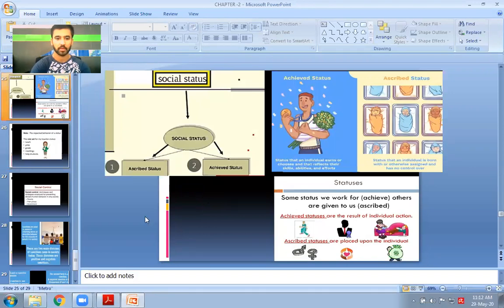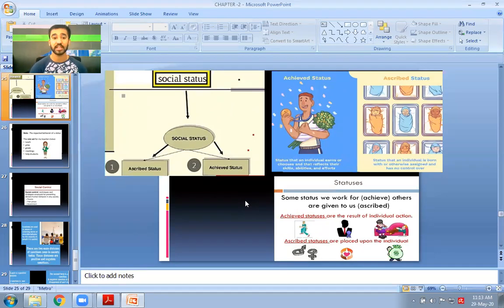Yesterday I started with the topic of status and role. Status and role are twin concepts because they are related to each other. Yesterday I told you that status is of two types: ascribed status and achieved status. Achieved status involves our activities and hard work to achieve something. When we get some education, become something in life, get some occupation, or get into some profession, that is what achieved status is all about.